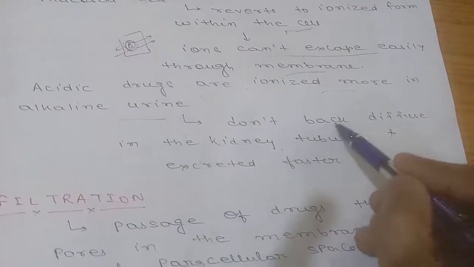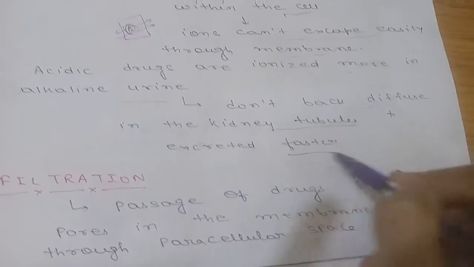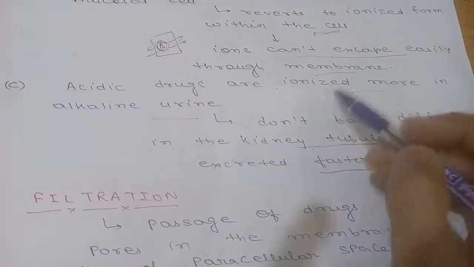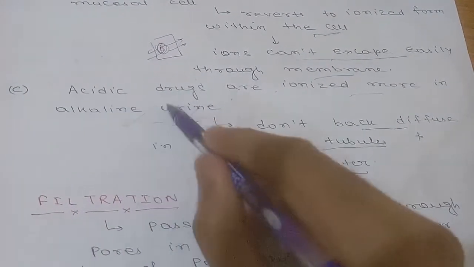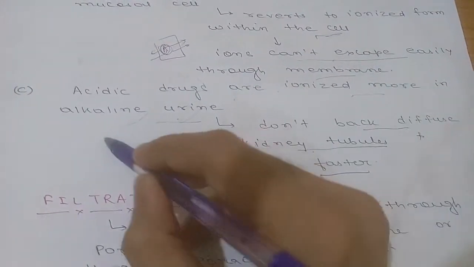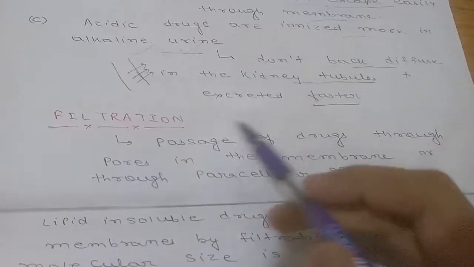Acidic drugs are ionized more in alkaline urine. Clear? So they don't back diffuse in the kidney tubules and are excreted faster. If you want acidic drugs to be excreted more, then you will make urine alkaline. If urine is alkaline, then acidic drugs will be ionized more, and if ionization is more, then they will not be reabsorbed. Clear?